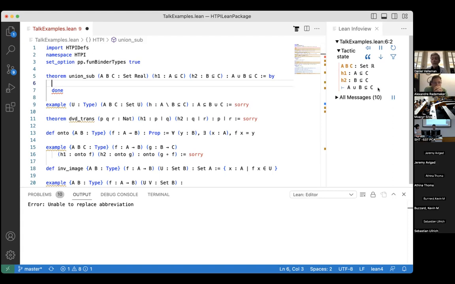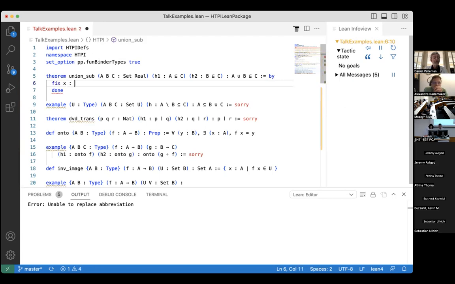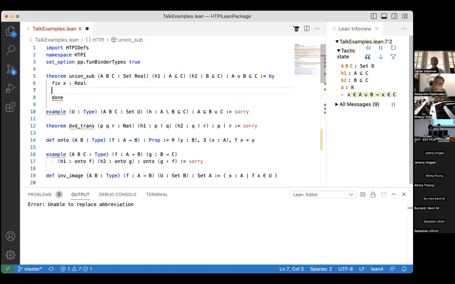Okay, well, how do I prove this theorem? The natural way to prove a subset statement is to let X be an arbitrary real number, assume it's in A union B, and prove it's in C. So I'm going to let X be an arbitrary real number. And to do that, I'll say fix X. Lean wants to know what the type of X is, so I'll say X is a real number.